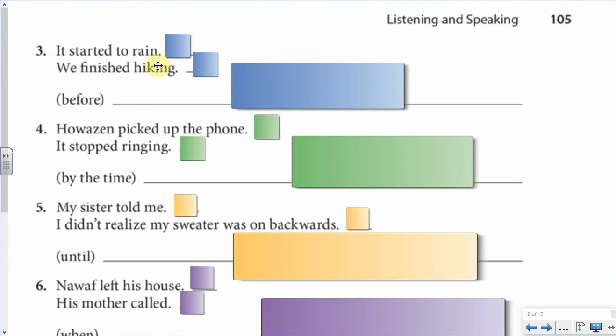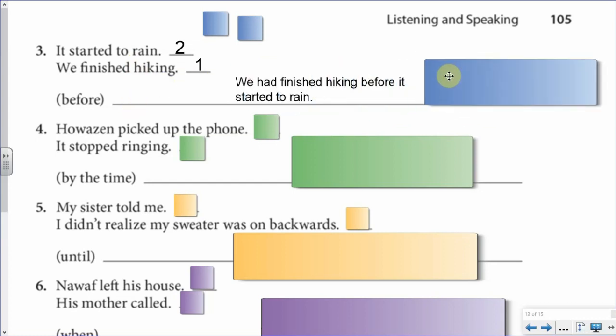You should have said 2, then 1. We need to use before to put these 2 together. And the best way of doing that is here. We had finished hiking before it started to rain.